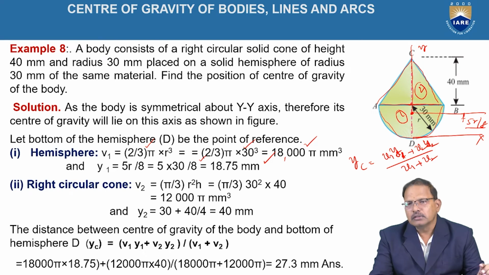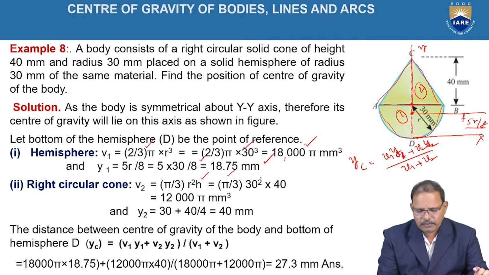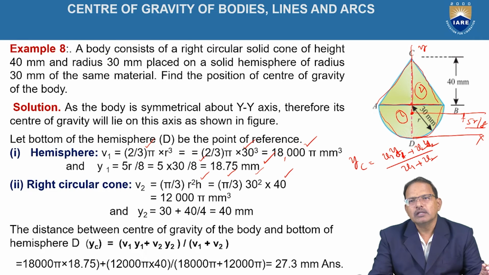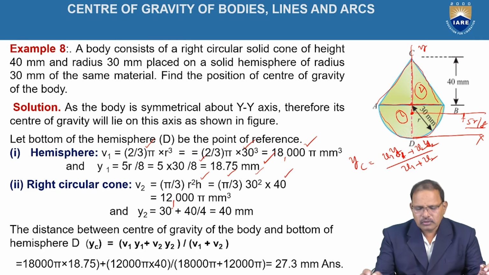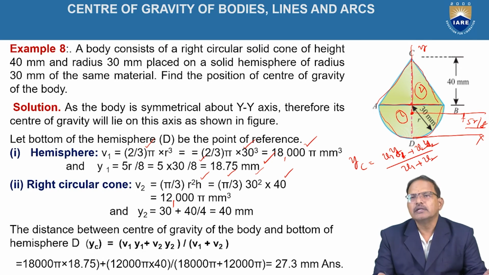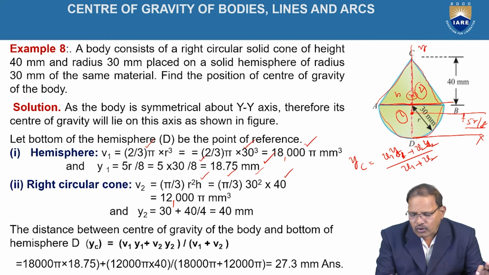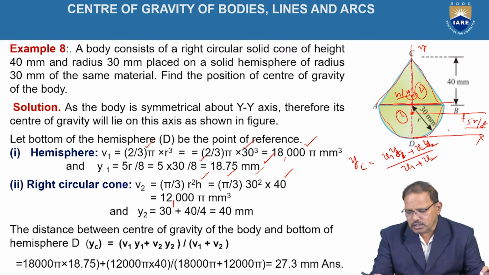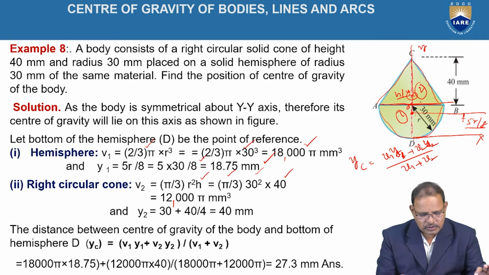For the second figure, the right circular cone, the volume is 1/3 pi r square h, that is pi by 3 into 30 square into h equal to 40 mm, which is equal to 12,000 pi mm cube. Similarly, y2: the center of gravity of the right circular cone lies on the axis at a distance of h by 4 from its base. The total distance from point O is the radius 30 mm plus 40 by 4, which is equal to 40 mm.